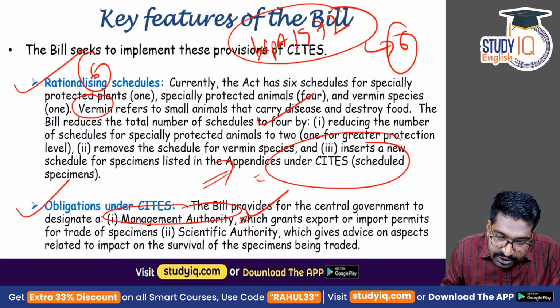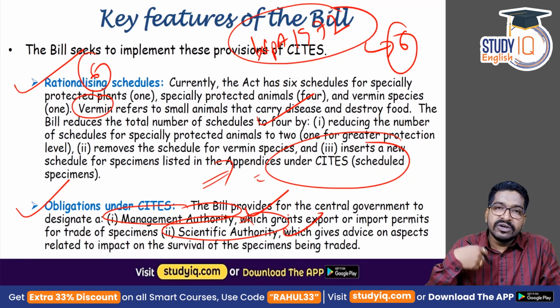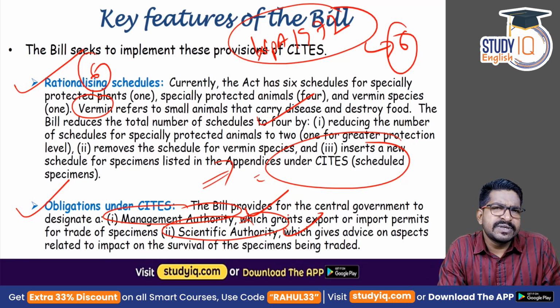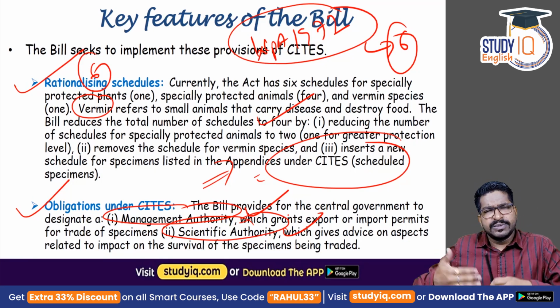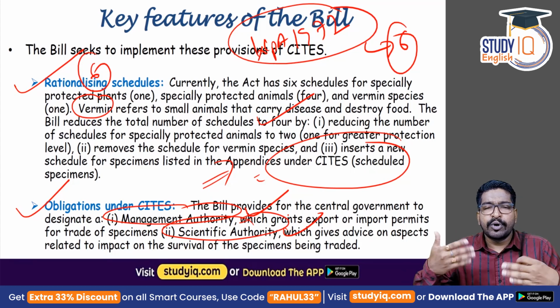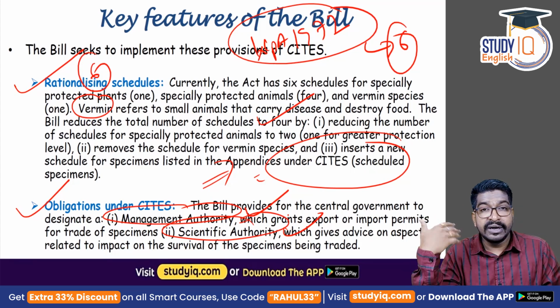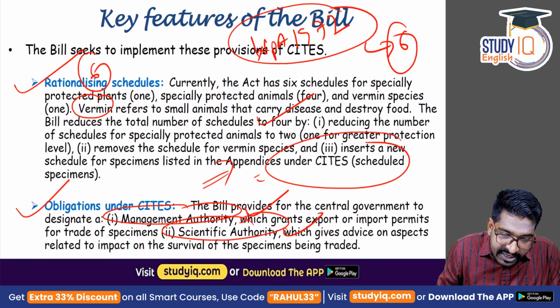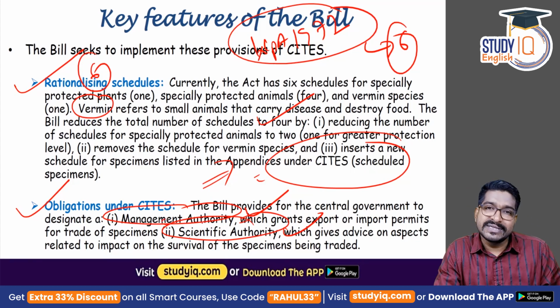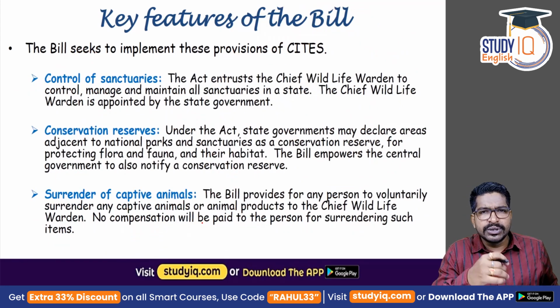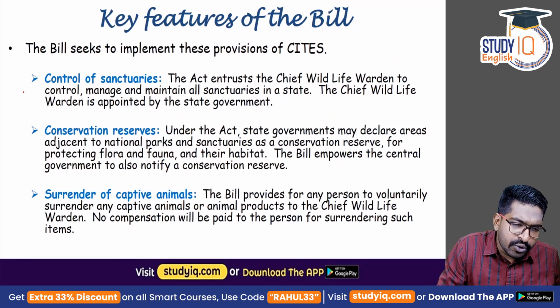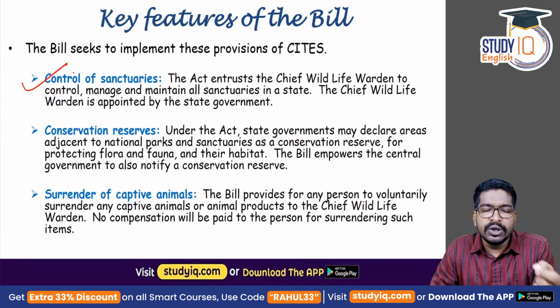Apart from that, it also aims to set up a scientific authority which would give advice with respect to the specimens that can be traded, right? Of course, some specimens can be traded, some animal product or some plant product has to be traded from India to outside. To regulate that, a management authority and a scientific authority is going to be set up.